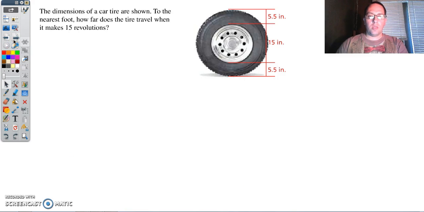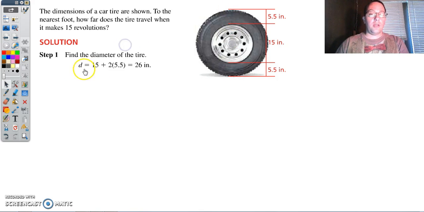All right. So what we're going to look at here, we have the dimensions of a tire. We want to know to the nearest foot how far will this tire travel if it makes 15 revolutions. So as it rolls all the way around 15 times. Well, to go 1 revolution, if it's going to spin 1 time, every point on the edge of this tire has to touch the ground, right? And so if we're looking at the distance all the way around the tire, that's circumference. To find circumference, we need the diameter. So let's start with that. Diameter, we just add all those up, and we end up with a diameter of 26 inches.